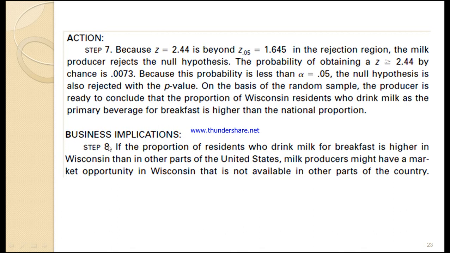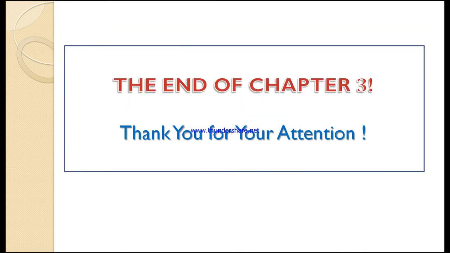The final step is presenting a business implication. If the proportion of residents who drink milk for breakfast is higher in Wisconsin than in other parts of the U.S., milk producers may have a market opportunity in Wisconsin that is not available in other parts of the country. This is how we can state the business implications for this hypothesis test. This is how we can test a hypothesis about a population proportion by using the Z statistic.